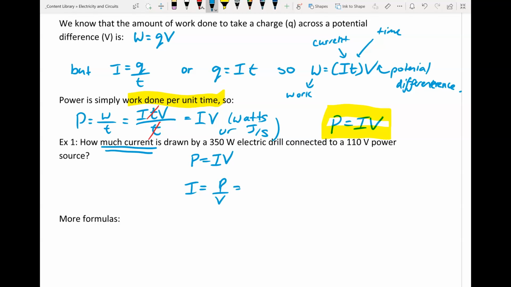So the power is 350 watts, and your potential difference is 110 volts. So then we get 3.2 after we divide 350 divided by 110, and we're looking for the current, which is in amps.